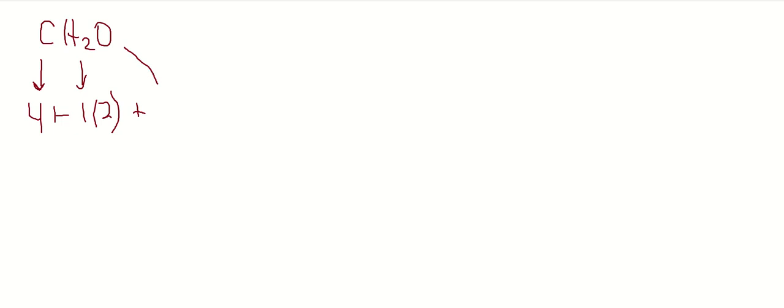All right, let's draw the Lewis structure for formaldehyde, which is CH2O. First step, let's count up all the valence electrons we have available. Carbon has 4, hydrogen has 1, and we're going to multiply that by 2 because there are 2 hydrogens in this molecule. And oxygen has 6 valence electrons, so that's going to total up to 12 total valence electrons.